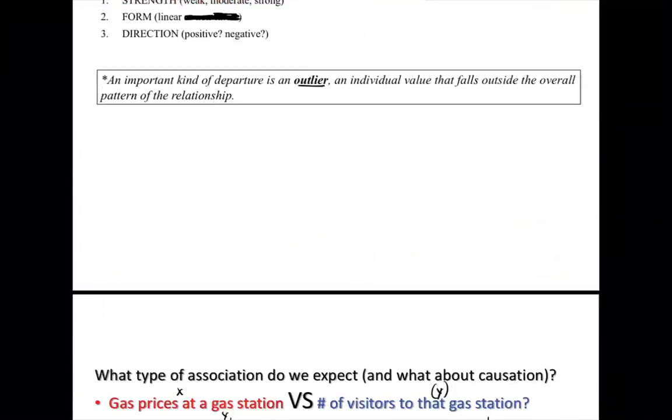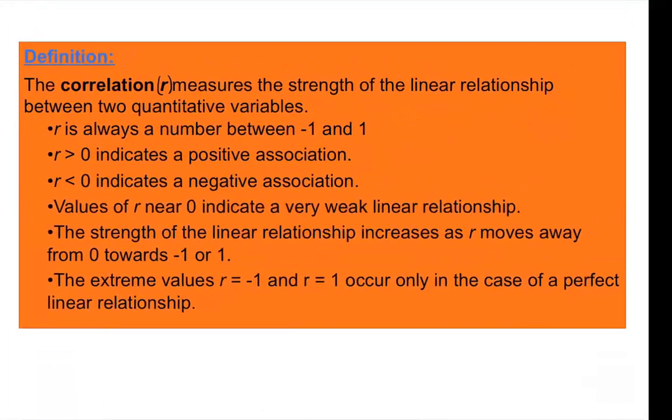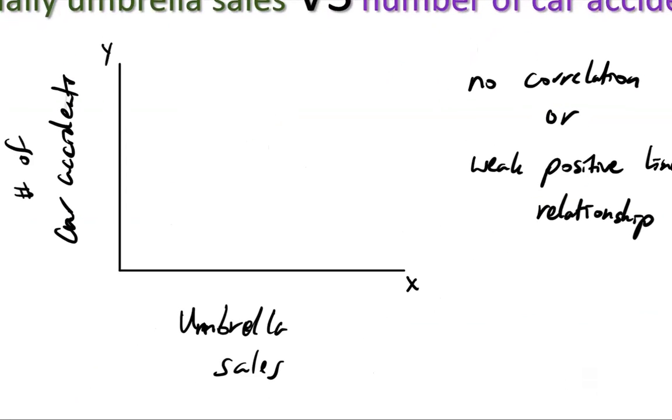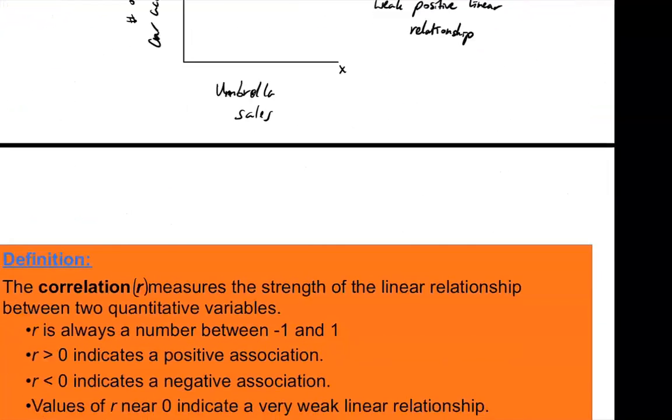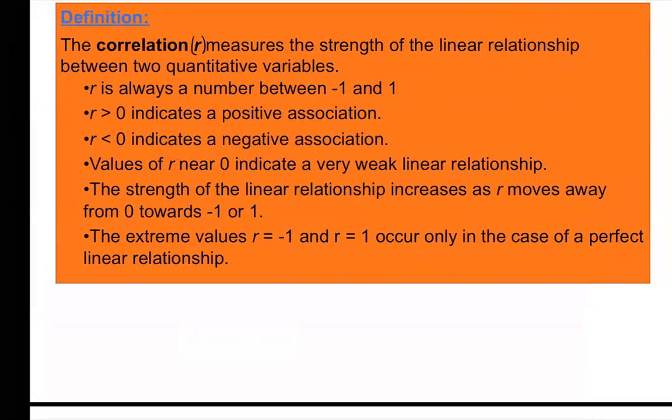This gives an actual number value to it, and I'll give you the scale in a second. If R is less than 0, it's going down. Values of R near 0 indicate very weak. So this one would probably be very weak, and we would expect that R to be close to 0. The strength increases as R moves away from 0 and towards the ends. Extreme values of -1 and +1 only occur in a perfect linear relationship.